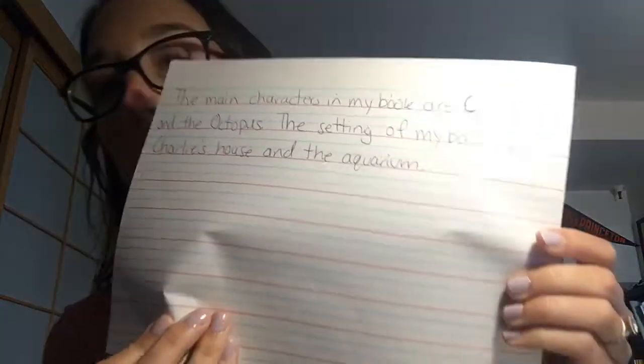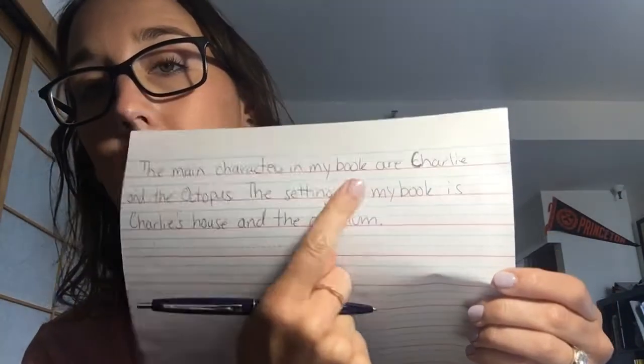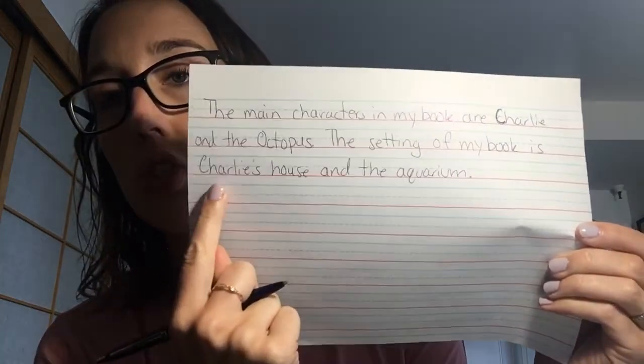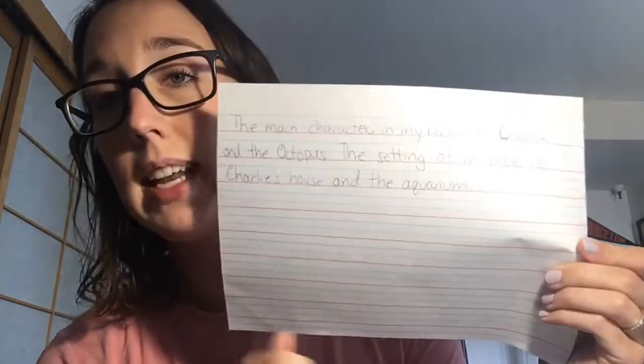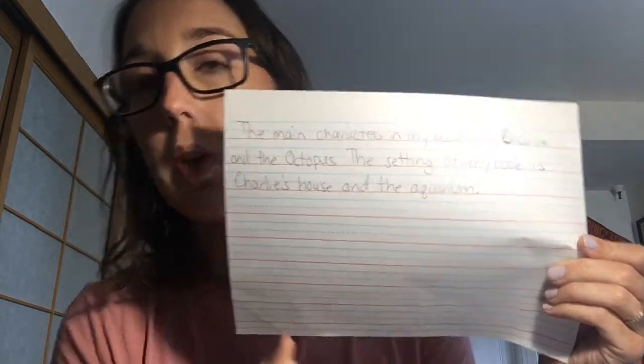The setting of my book is Charlie with a capital C, Charlie's house, and the aquarium. I started my sentence with a capital. The setting of my book is Charlie's house, capital C, that's his name, and the aquarium with a period.